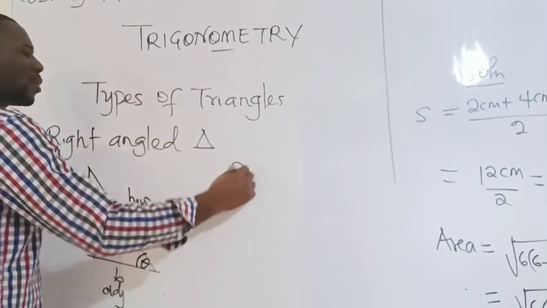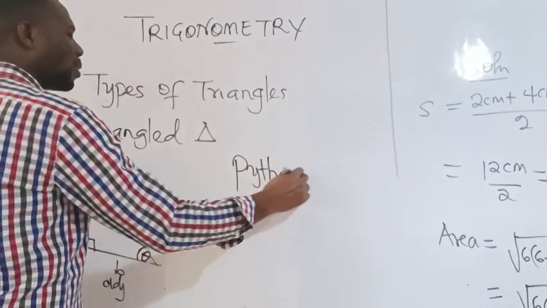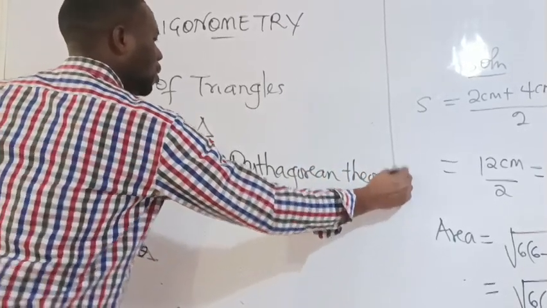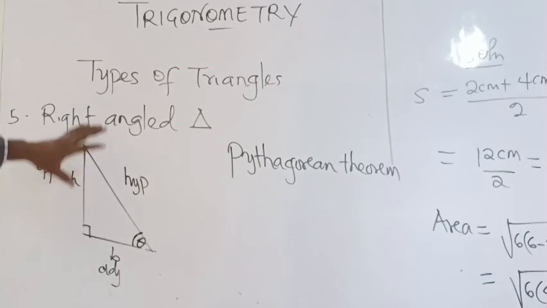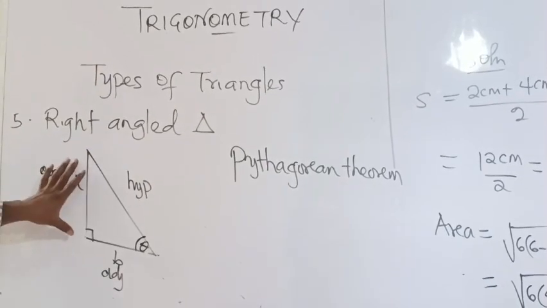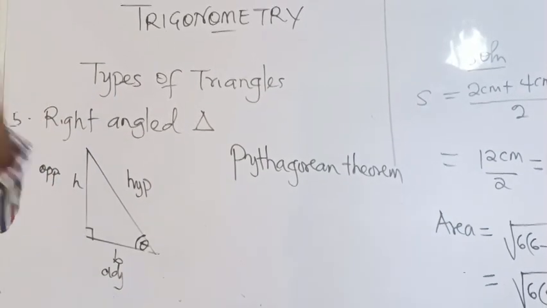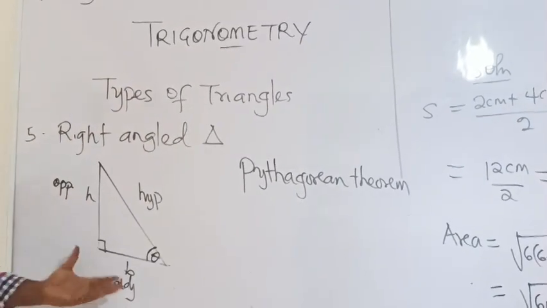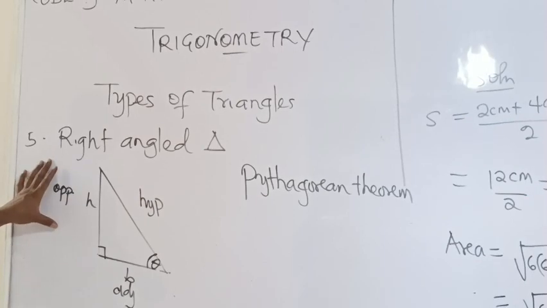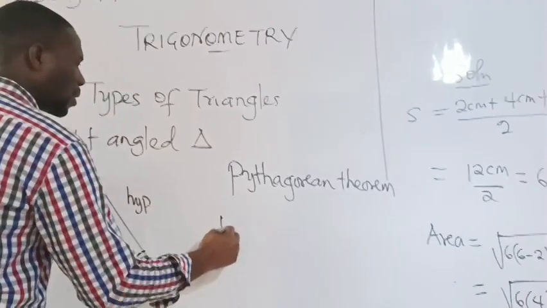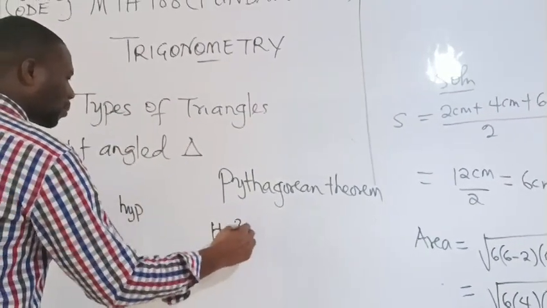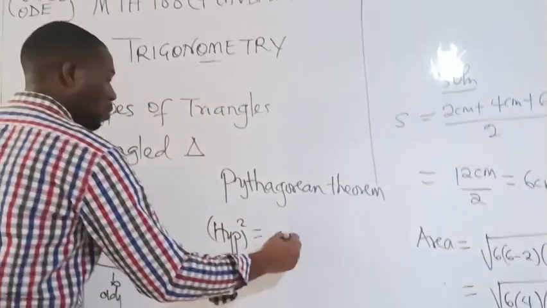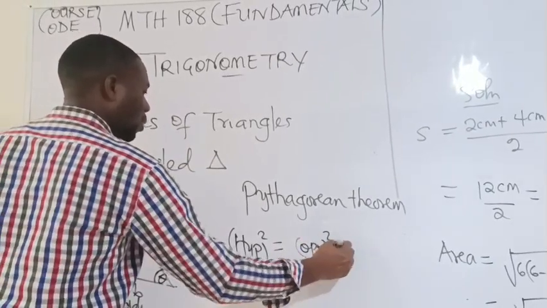So the Pythagorean theorem is used for computing the sides of a right angle triangle, specifically just for a right angle triangle. So if two sides are given, you will find the third side. This simply states that the square on the hypotenuse side is equal to the sum of the squares of the other two sides.